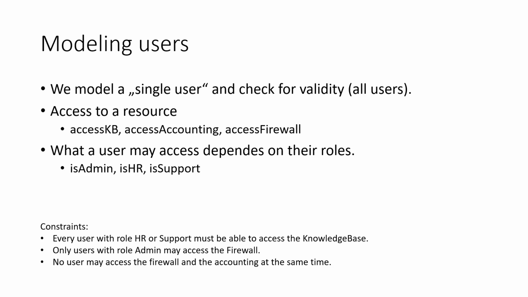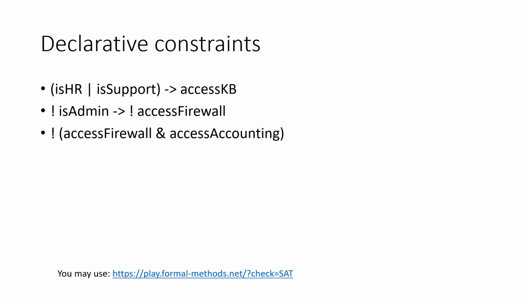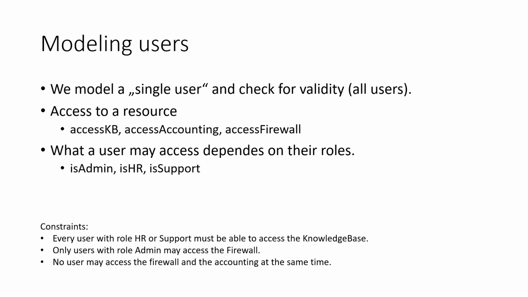Now, how do we formulate this? We have a formulation of accessing resources of our table, but how do we formulate these constraints? So now let's just look at formulating individual constraints. Every user with role HR or support must be able to access the knowledge base. So what makes it difficult to formulate this directly in propositional logic?